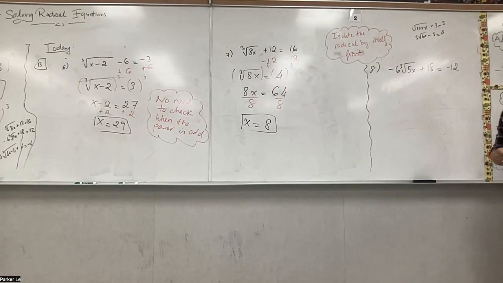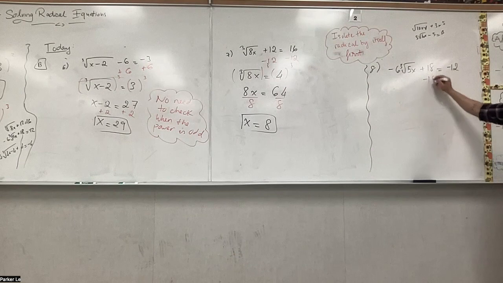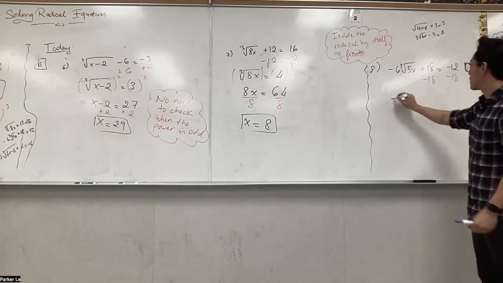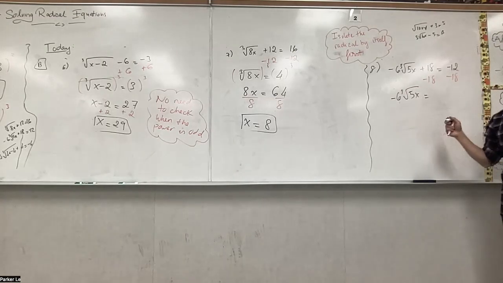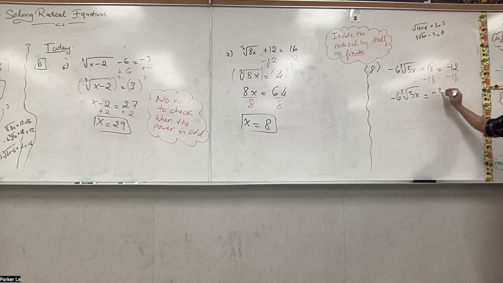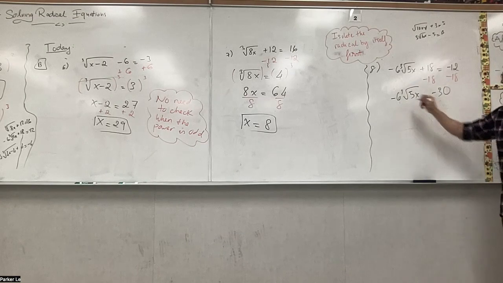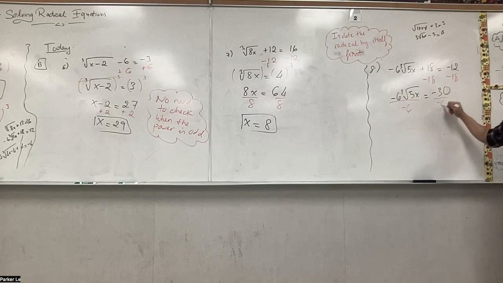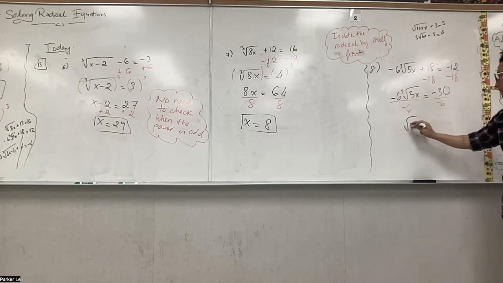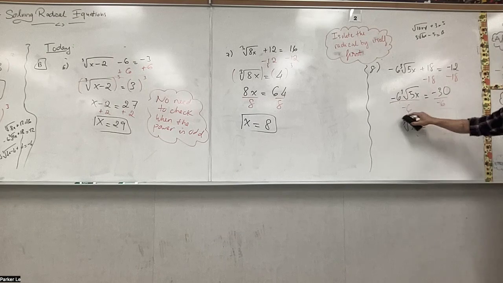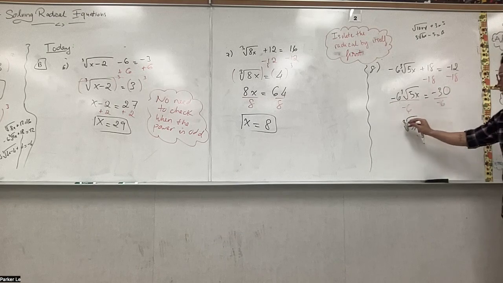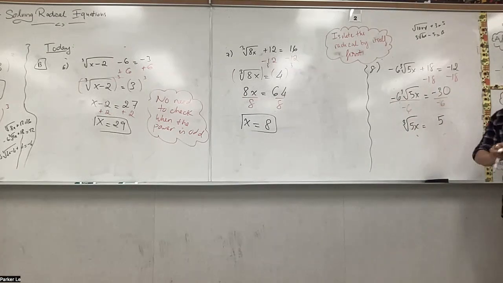Okay, what do we need to do? Minus 18. Very good. What is negative 12 minus 18? Negative 30. Okay, what next? Divided by negative 6. So cube root of 5x. What is negative 30 divided by negative 6? Positive 5 or negative 5? Positive 5. Negative and negative become positive.